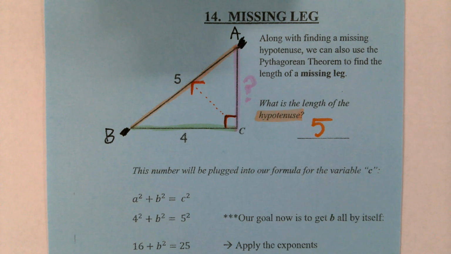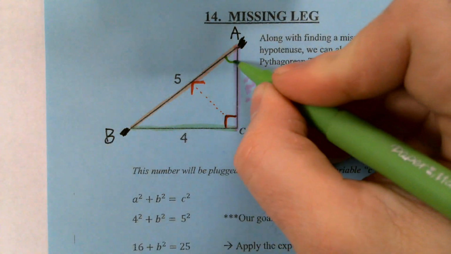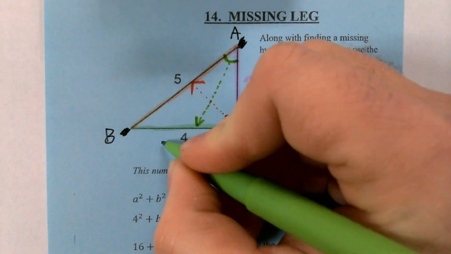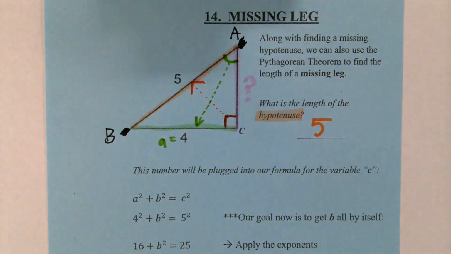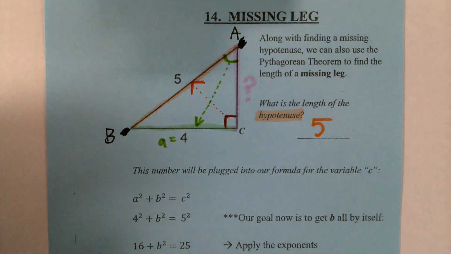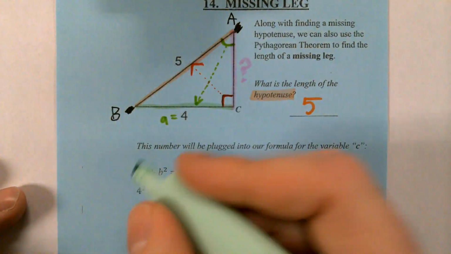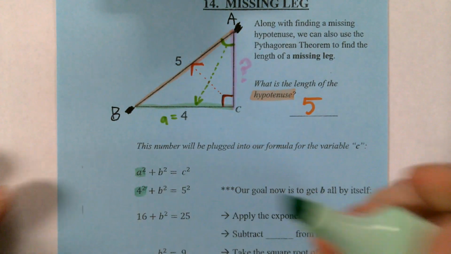So if we look across angle A, here's angle A. If we look directly across, we get side length A, lowercase a this time, which is 4. So we're going to take A squared plus B squared equals C squared. And for A, we're going to plug in 4.